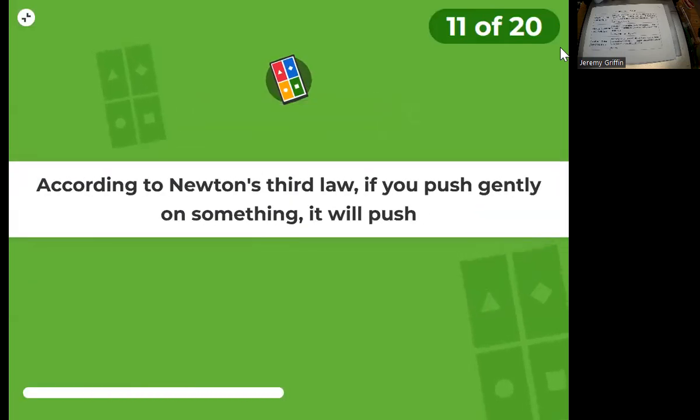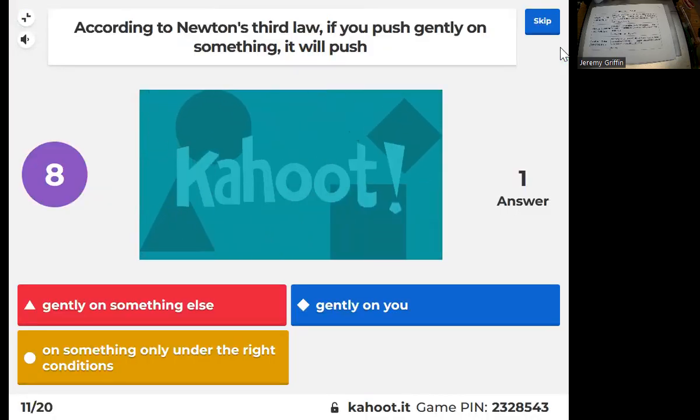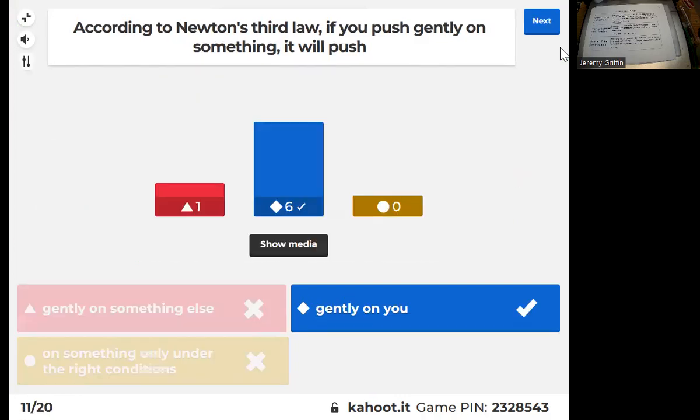According to Newton's third law, if you push gently on something, it will push how? Gently on you. Equal and opposite, so the same magnitude of force, in the opposite direction.